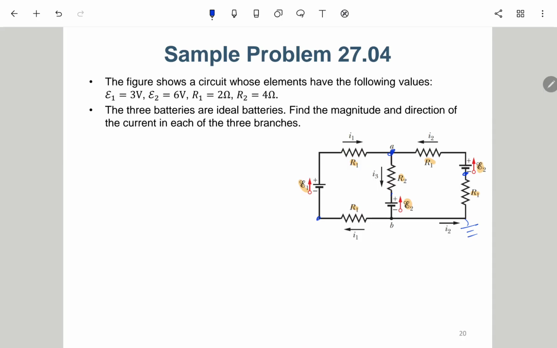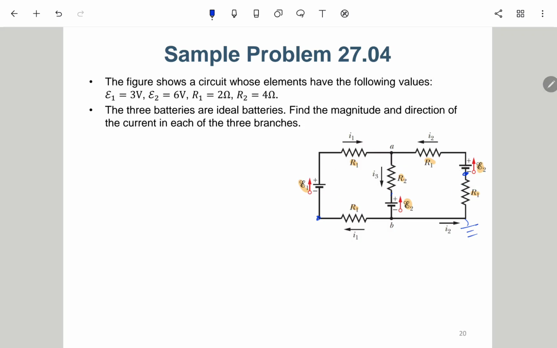This one, and this one. These two nodes are dependent on each other, these two are dependent on each other, and these two are dependent on each other. If they are dependent on each other, you can consider this as a node, this as a node, and this as a node. So altogether we have 4 nodes, and one is the ground. So we need 3 variables if we use node analysis.